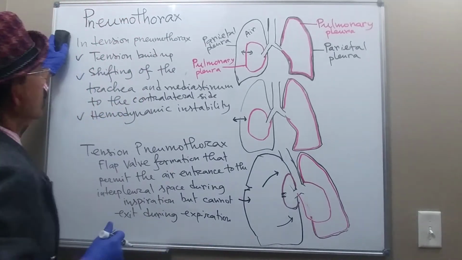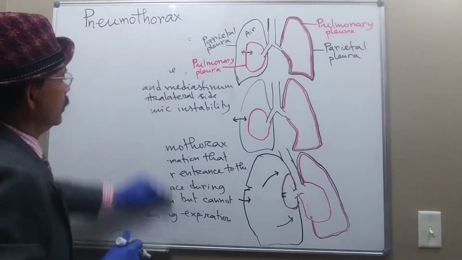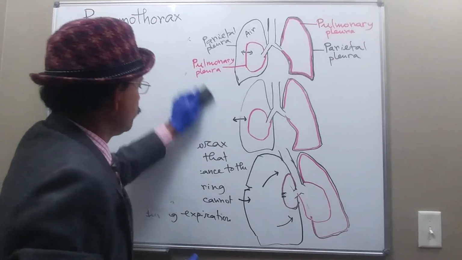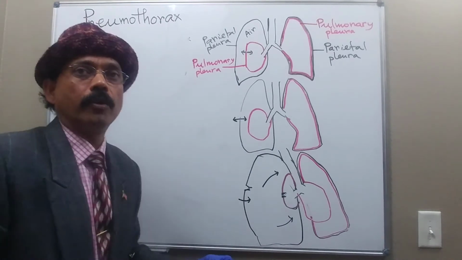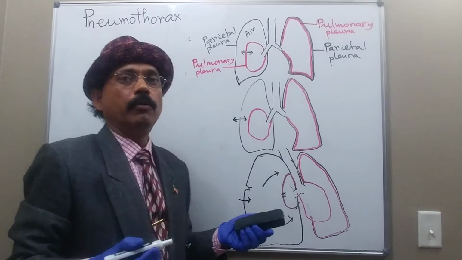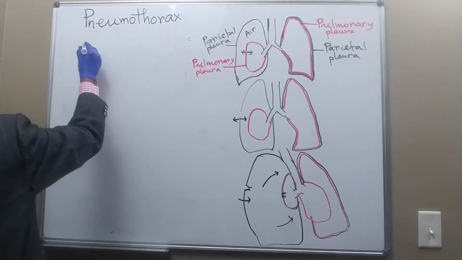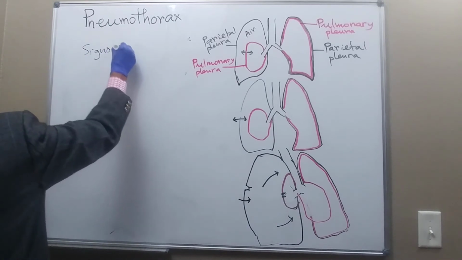Okay, we got the types of pneumothorax. Now we have to find out the signs and symptoms. We got the causes, then we'll go to the signs and symptoms.